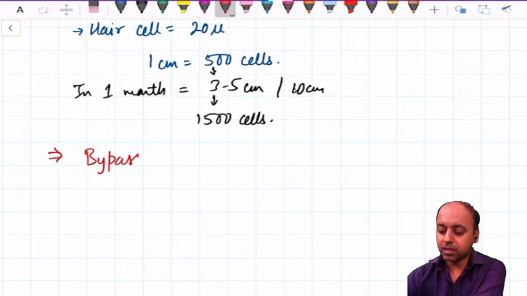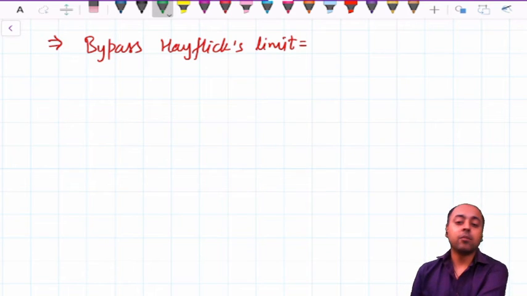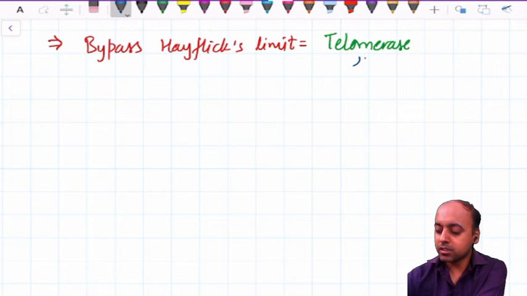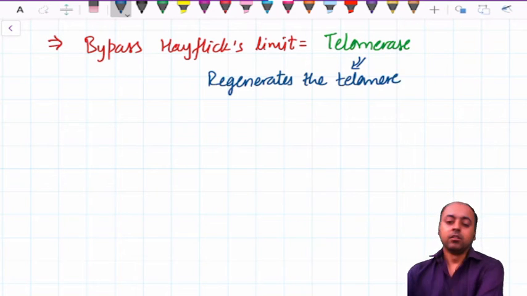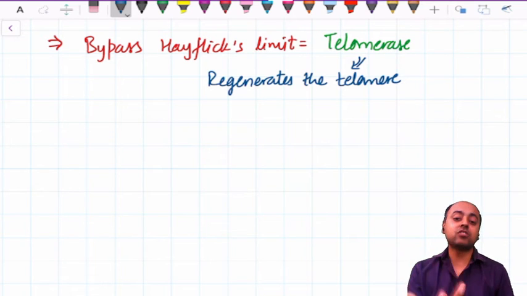How do you bypass the Hayflick's limit? The answer is very simple, very elegant, and all of you know this. We can bypass the Hayflick's limit by an enzyme complex known as telomerase. Telomerase regenerates the telomere. So whatever shortening occurs, that is recovered. In addition, extra telomere is synthesized by the complex telomerase.